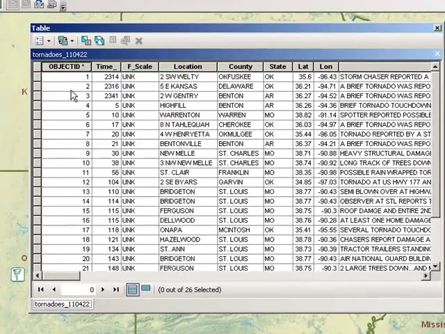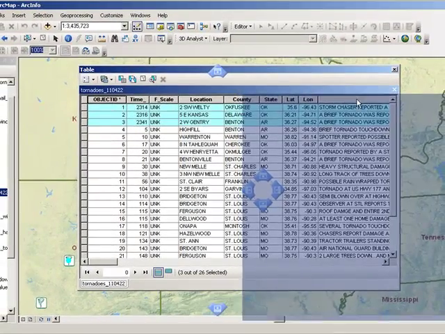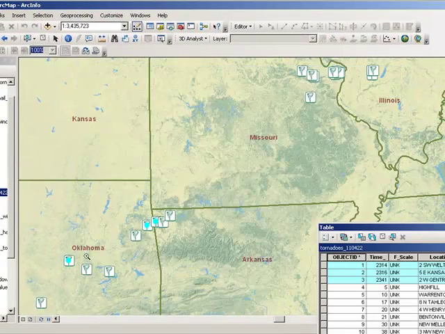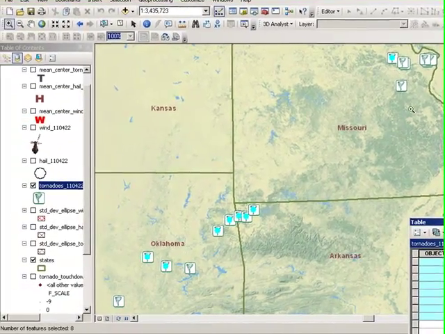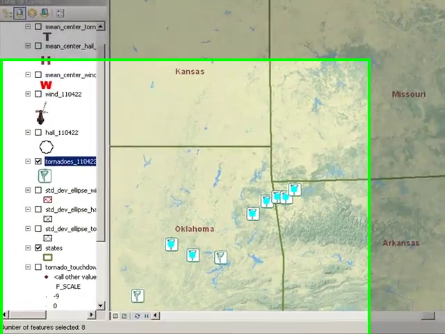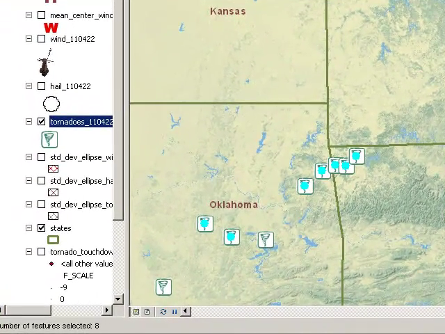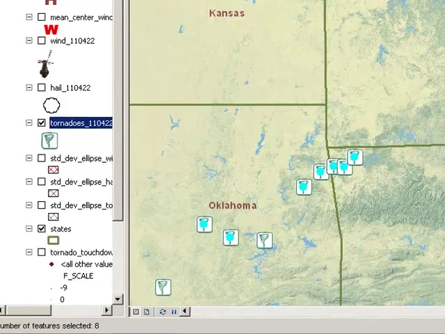Highlight the first few records in the table. And move the table so that you can see the map. See those cyan dots? Those are the ones we're looking at right now. Let's highlight a few more. Down here, and there's one up here now. Repeat this process for the next few records and so on until you are at the end of the table.